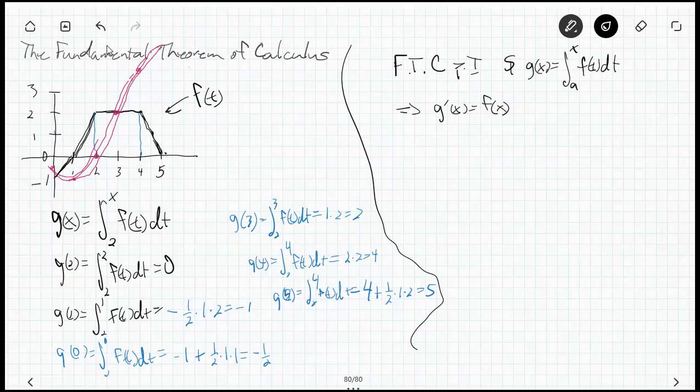Notice, if g prime of x equals f, doesn't this imply that g of x is equal to the antiderivative of f? That's really what we're saying. This is true if and only if. This is a definition. Okay, but up to this point is what the fundamental theorem of calculus proves.